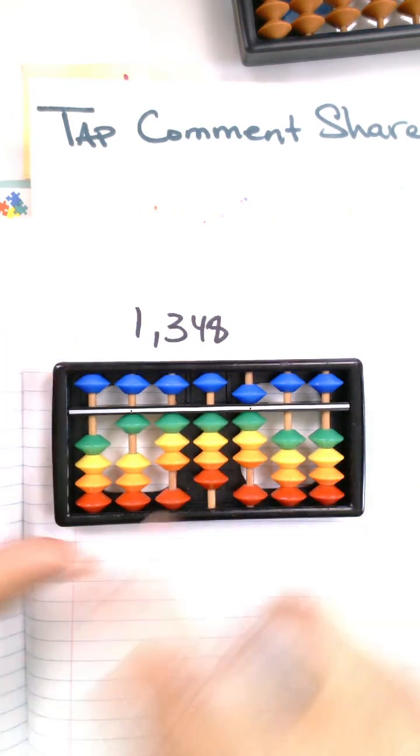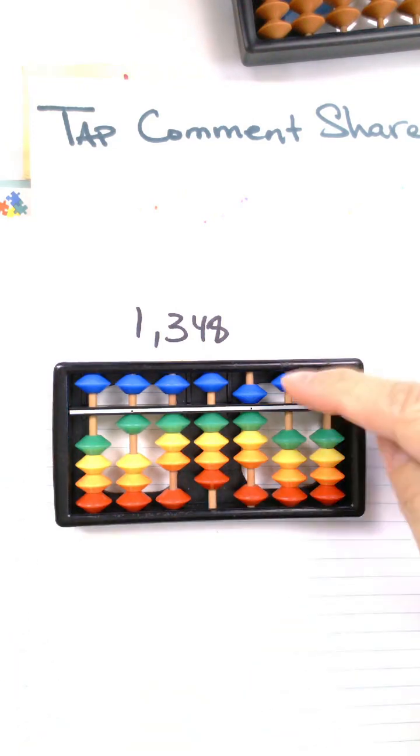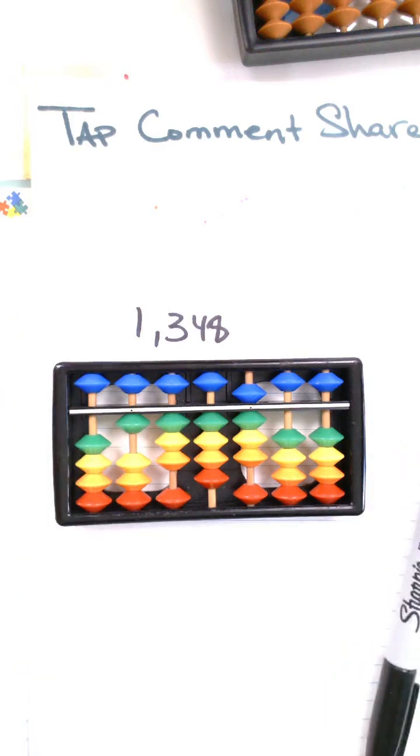1, 2, 3, 4. And then what do we do after that? Well, we talked about the 5. The 5 will always be the top bead. So we have 5, 6, 7, 8. So we have 8 right here.